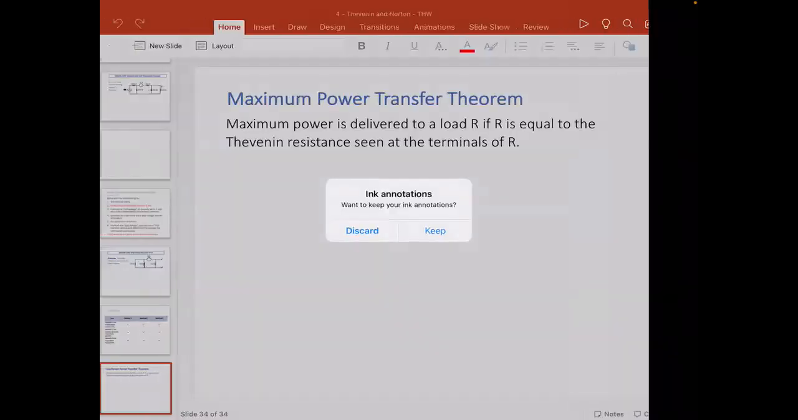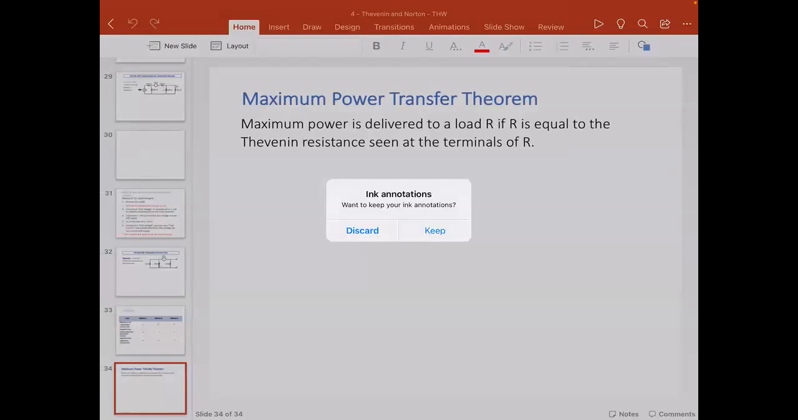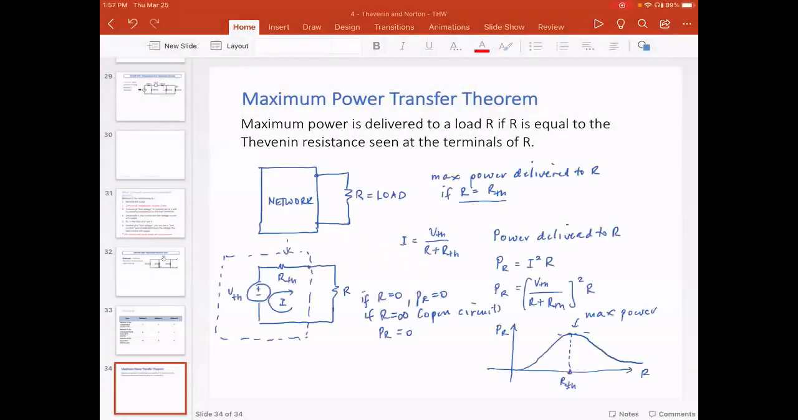I wanted to, let me add this slide. Just a moment. Okay, so what's the significance of this? Let's do an example first. Example. Sorry.